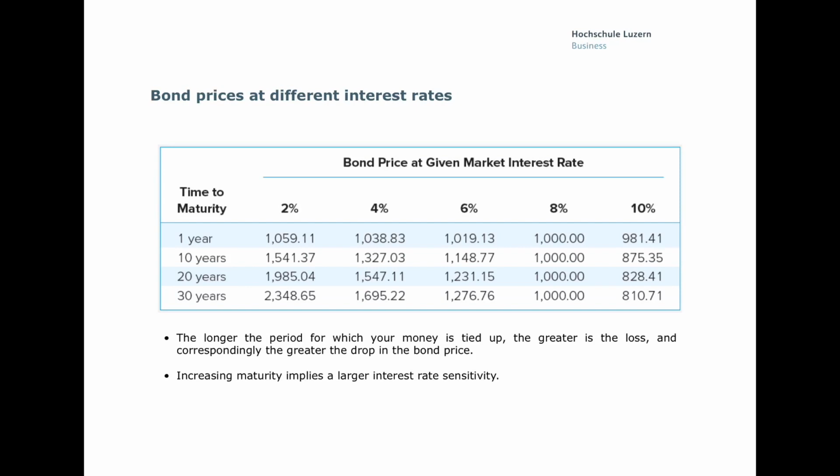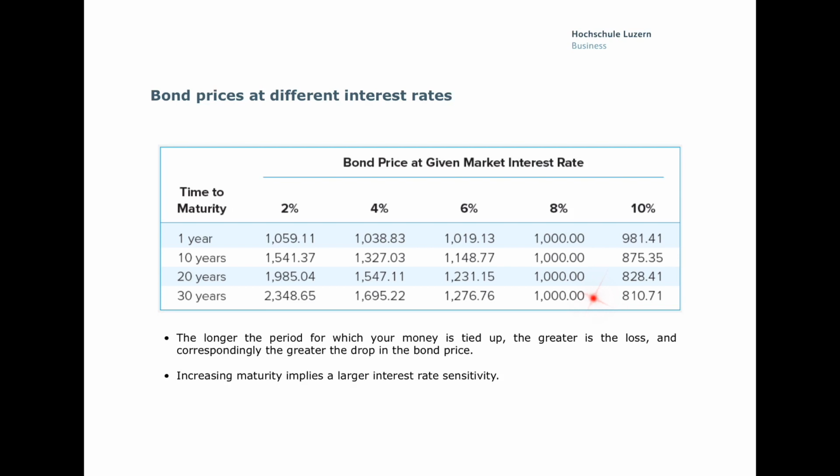In this table, we illustrate the fact that the interest rate sensitivity is greater for bonds with longer maturity compared to those bonds with shorter maturity. In other words, the longer the period for which your money is tied up, the greater is the loss and correspondingly the greater the drop in the bond price. To see this, simply compare two bonds with a coupon rate of 8%, where one bond has a maturity of 10 years and the other bond has a maturity of 30 years.